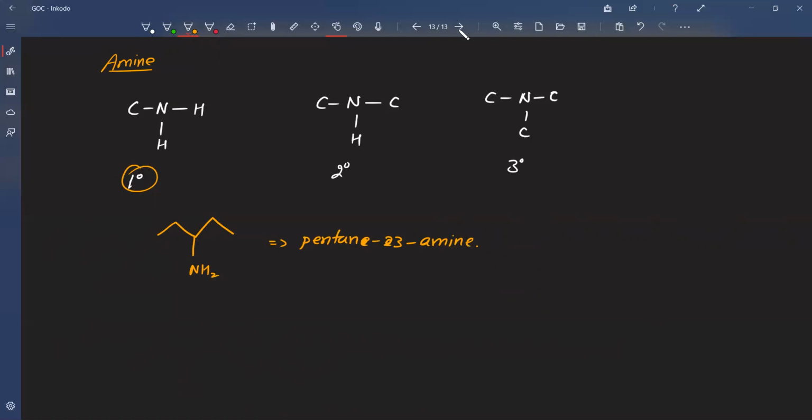Pentane-3-amine. So will there be an E? No, it is pentane, because there is a consonant here and a vowel here, so the E is dropped.